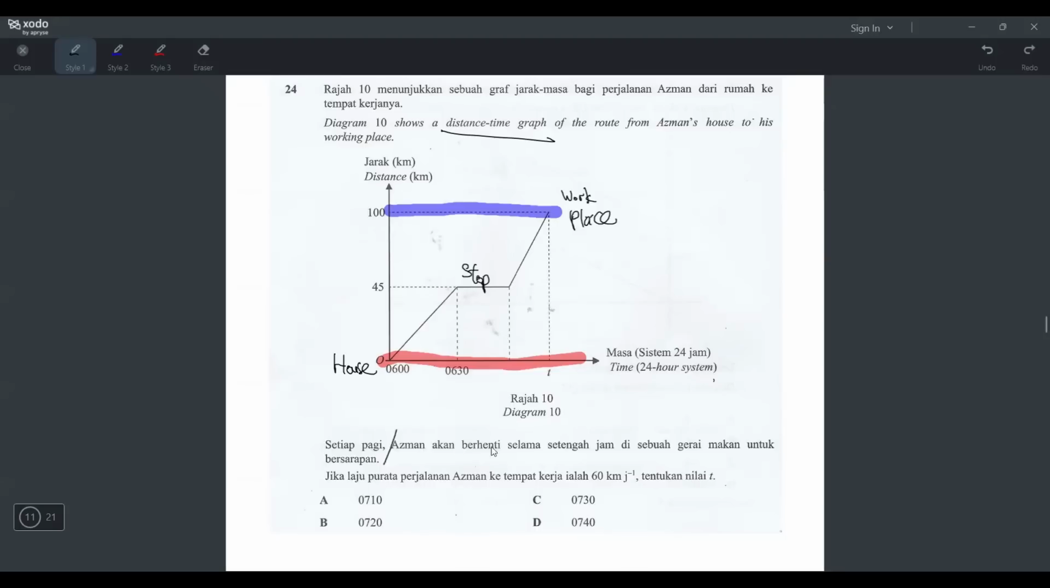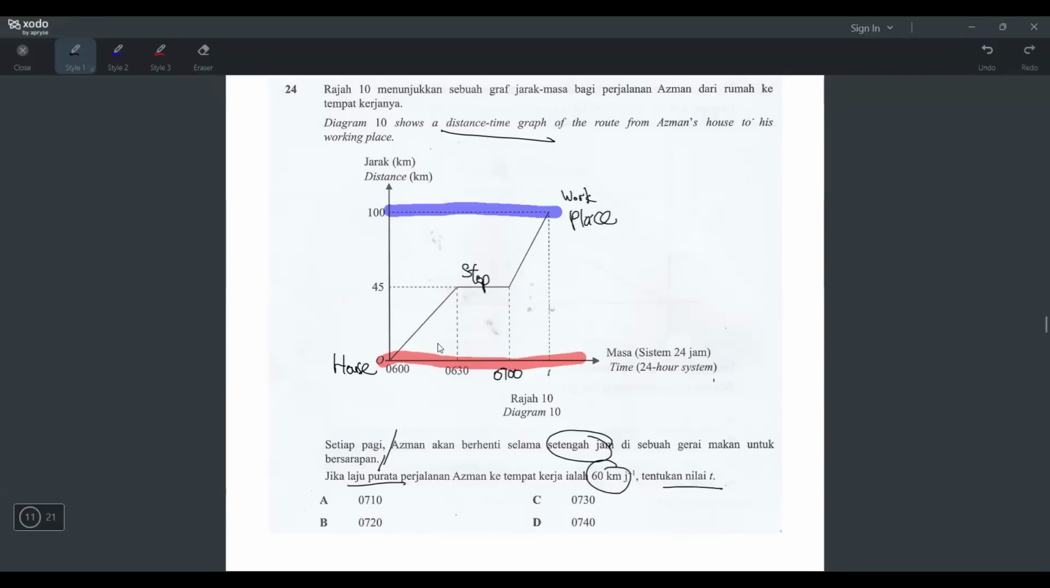Setiap pagi Azman akan berhenti selama setengah jam. Oh, it means he's talking about this line lah, berhenti. So you can see that it start berhenti dekat 6:30. So kalau dia berhenti setengah jam, this must be 7 o'clock. Okay, 7. Di sebuah gerai makan untuk bersarapan. Okay, so this one is stop to makan. Jika laju purata tempat perjalanan Azman ke tempat kerja ialah 60, tentu nilai T.